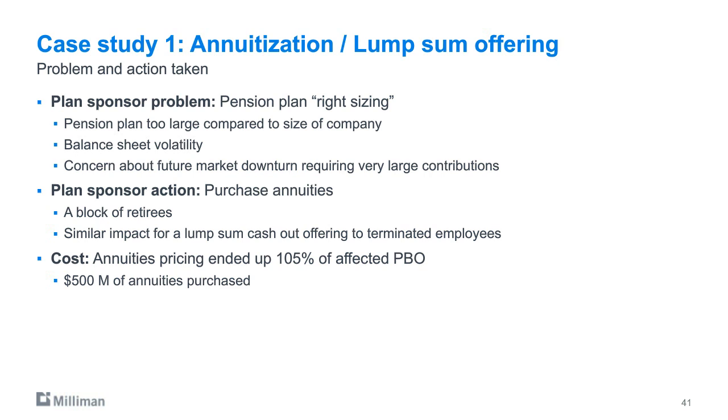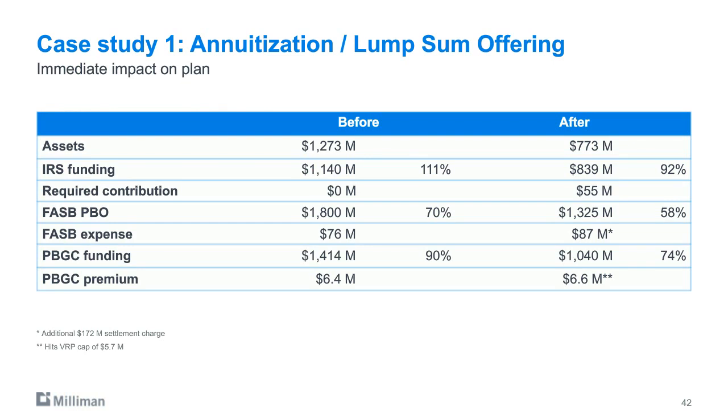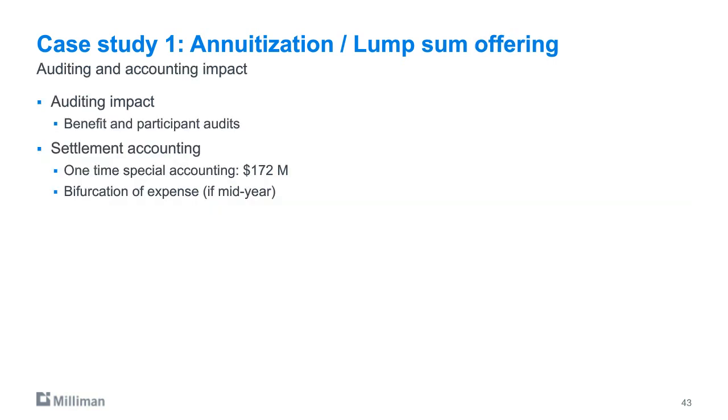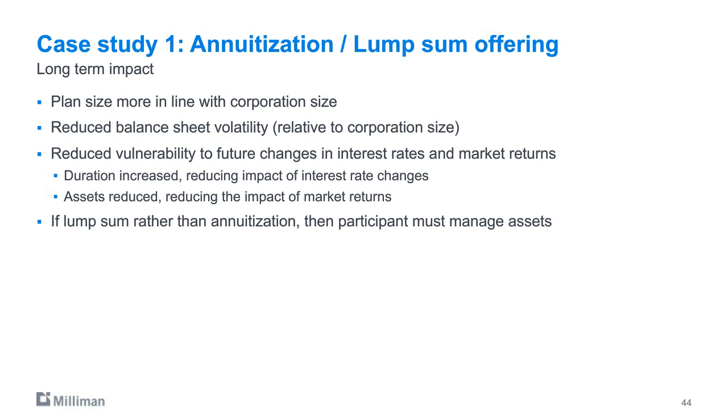Okay, so what does that look like after we do this? You paid $500 million, and so your assets go down by $500 million, and your funded percentage across the board goes down. But there's an advantage to this. I'm going to skip a couple slides for time. The advantage really is now that the plan size is more in line with the corporation size.